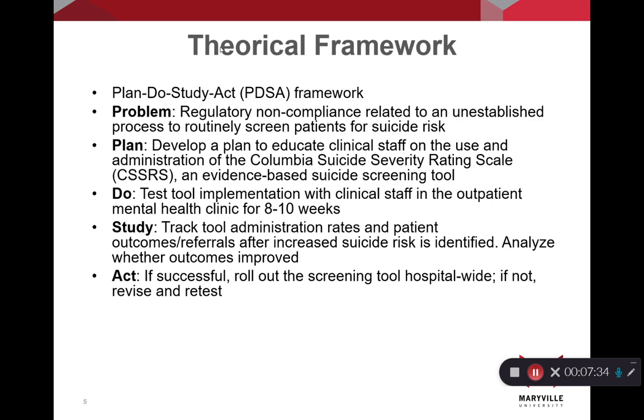Based on the cycle, the DNP scholarly project followed the phases below. Problem. It was a regulatory noncompliance related to an unestablished process to routinely screen patients for suicide risk. The plan was to develop a plan to educate clinical staff on the use and administration of the Columbia Suicide Severity Rating Scale, an evidence-based suicide screening tool.